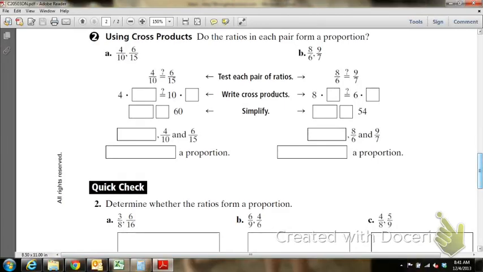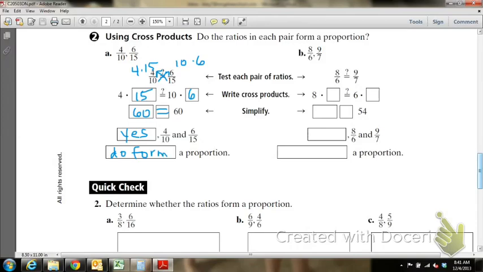Okay, the next way is how I always do this. I just find cross products easier, but you can use whichever method you find to work better for you. So we're going to use cross products to answer if these ratios in each pair form a proportion. Now again, remember you always want to go bottom to top. So 10 times 6, multiply on the diagonal, and 4 times 15. So 4 times 15 is 60. 10 times 6 is 60. These are equal, so yes, these two fractions do form a proportion.